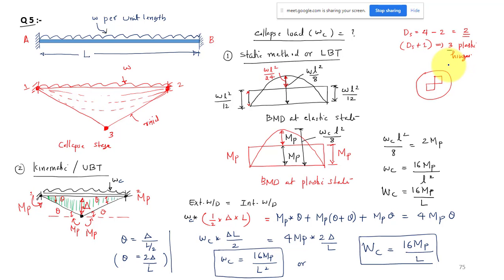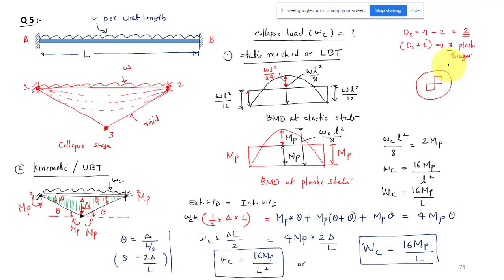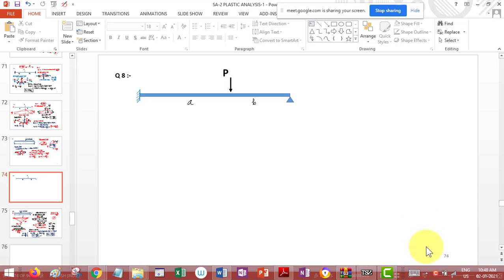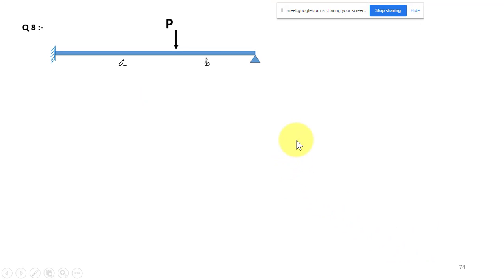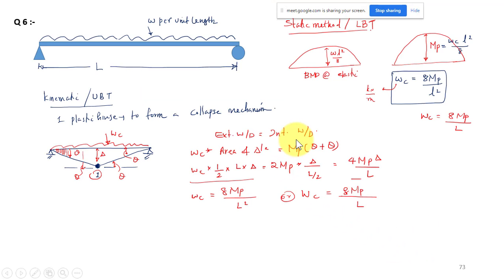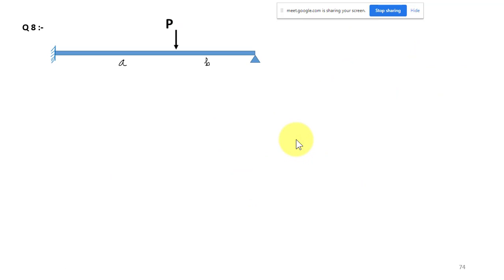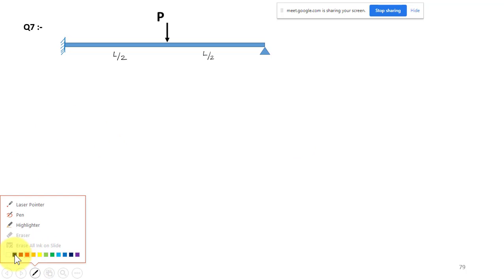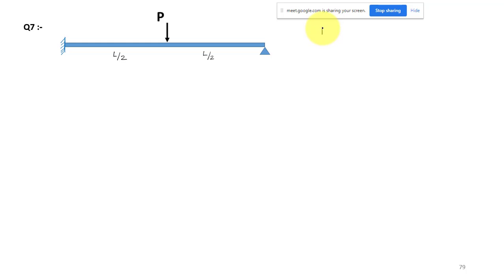So we can go to the next question, that is question number 5. Next, I think we have question number 7, so I will solve it. So next we will take this question number 7. Again you have to find the collapse load, Pc.